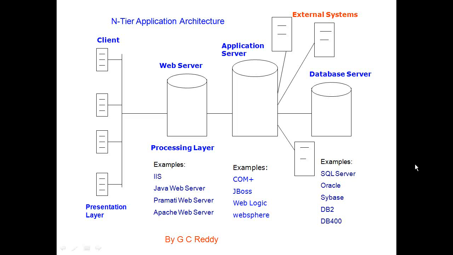See, client, just user interface. Web server, processing layer. Application server, communicating with external systems. Database server for storing the data. See, this is distributed applications. Distributed application, business distribution. The best example for a distributed application is an internet banking application.